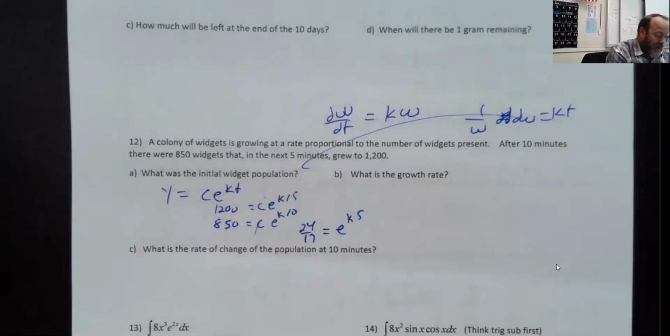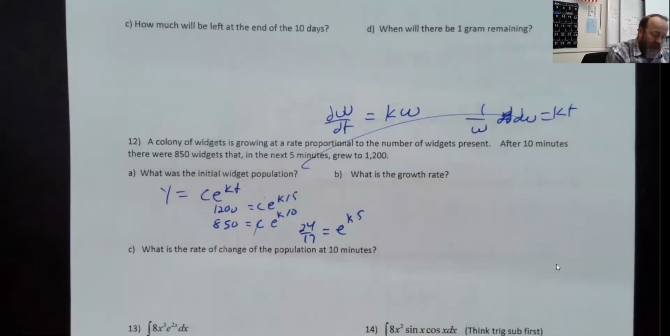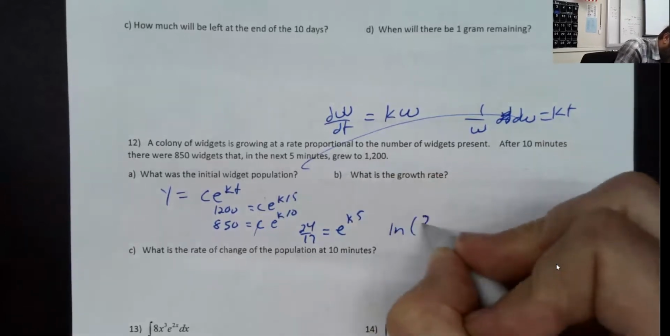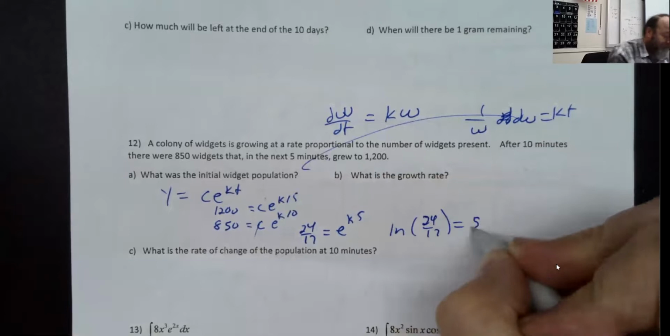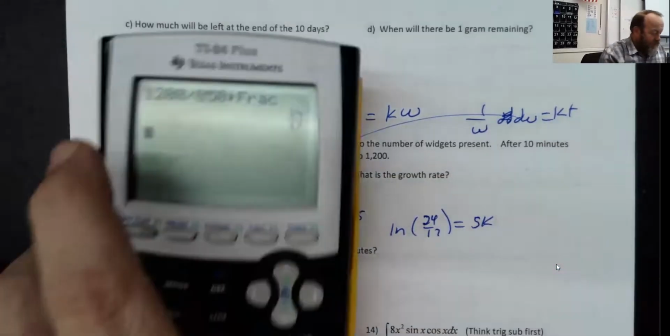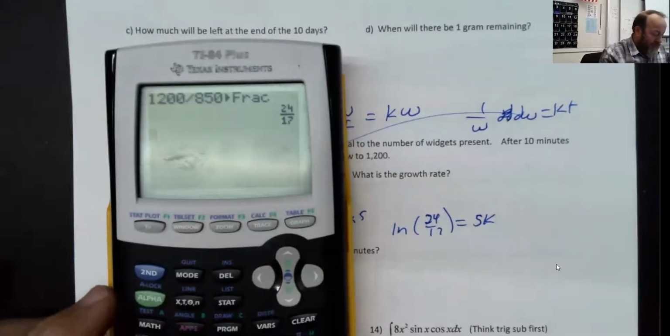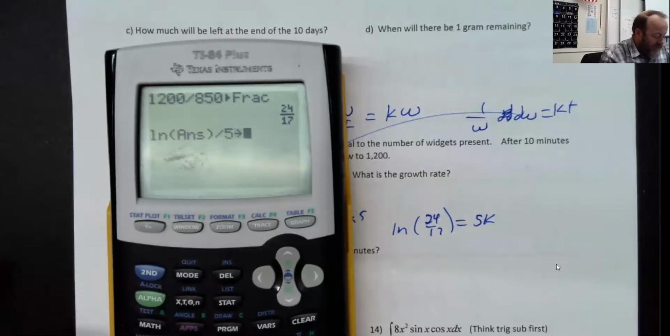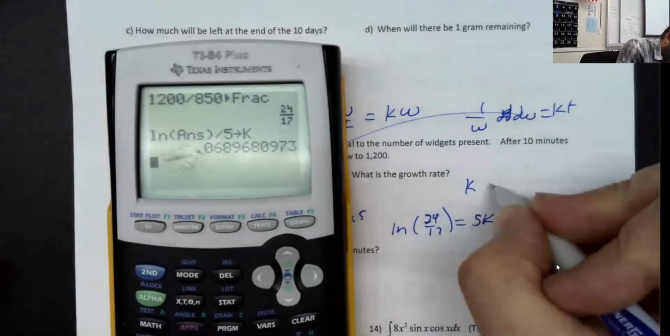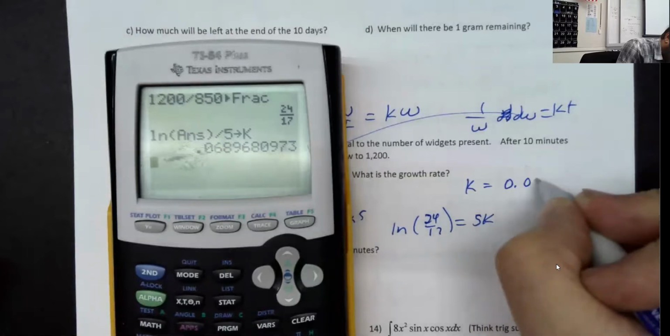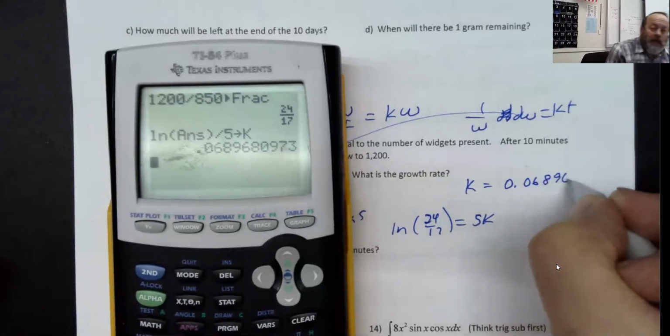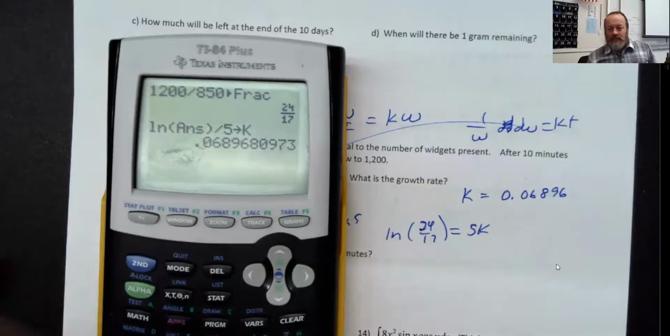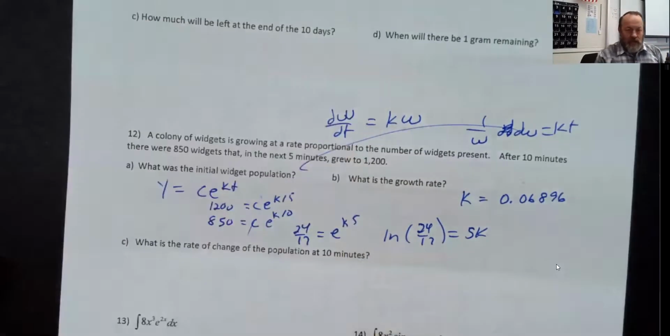And now I could figure out what that growth rate is. And now it looks like I'm kind of going out of order because I am. So the natural log of 24/17 would be 5k. So let's see what we have. The natural log of that divided by 5, I'm going to store that as k because that's my growth rate. So my growth rate is 0.06896. In other words, around a 7% growth rate continuously.